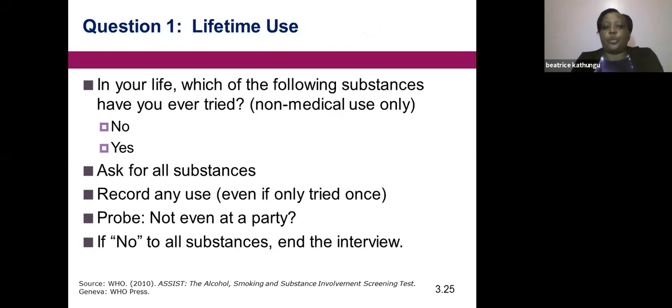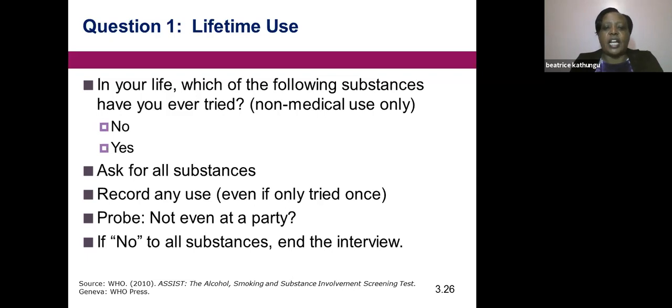So I'll take you through the questions. In the first question, which is about lifetime use, you're going to ask the client, in your life, which of the following substances have you ever tried? And remember, Moses told us to remind the client that if it was for medical use, we don't consider that. So it is only for non-medical use. Now, the answer is either a no or a yes.